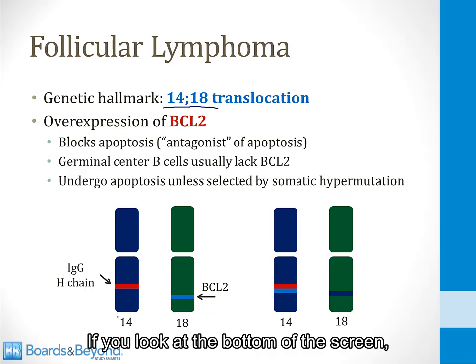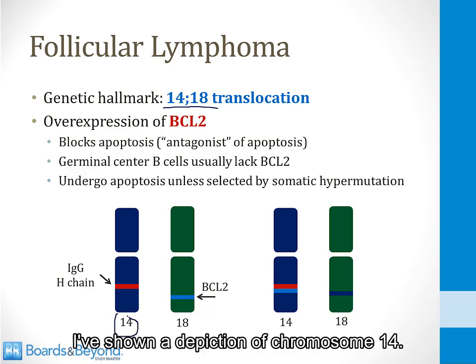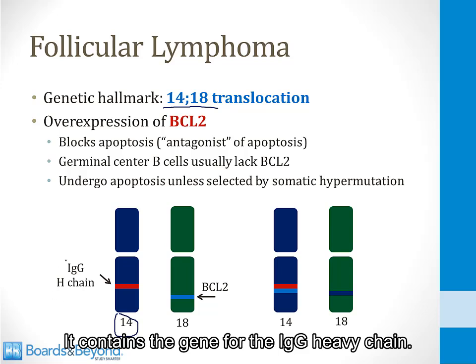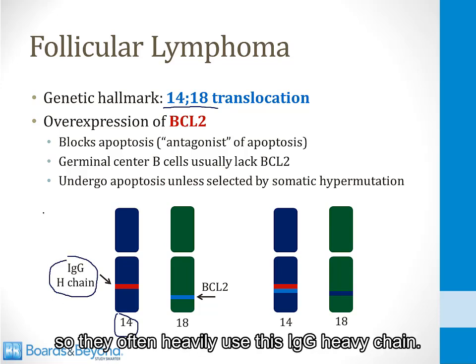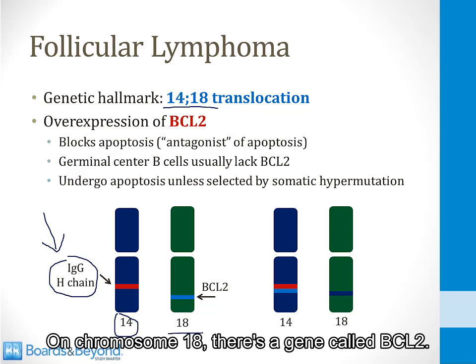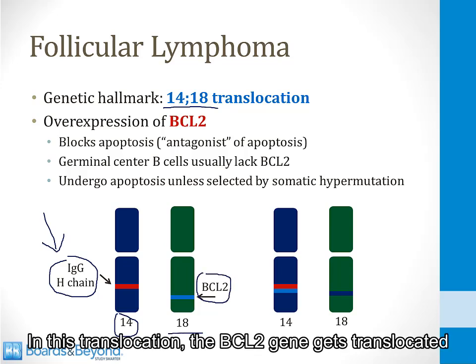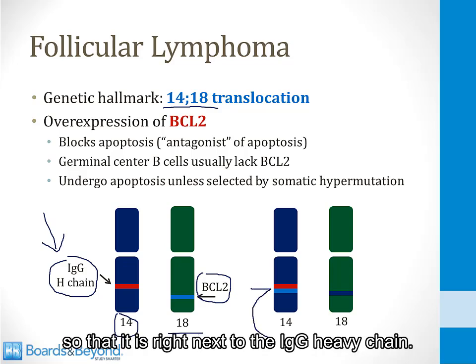If you look at the bottom of the screen, I've shown a depiction of chromosome 14. It contains the gene for the IgG heavy chain. Now, B cells like to make antibodies, so they often heavily use this IgG heavy chain. On chromosome 18, there's a gene called BCL2. In this translocation, the BCL2 gene gets translocated so that it is right next to the IgG heavy chain.